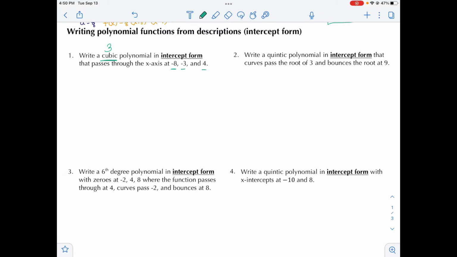So we're going to start with, we're writing a function, so f of x equals, so if we know we're passing at negative 8, that's really x plus 8. And negative 3 is x plus 3, and then positive 4 would be x minus 4. And it has to be cubic, so we look and we say, well, that's a 1, that's a 1, that's a 1. Well, 3 ones is giving me 3, so that's cubic. That would be my final answer. Of course, you don't have to write the little ones.